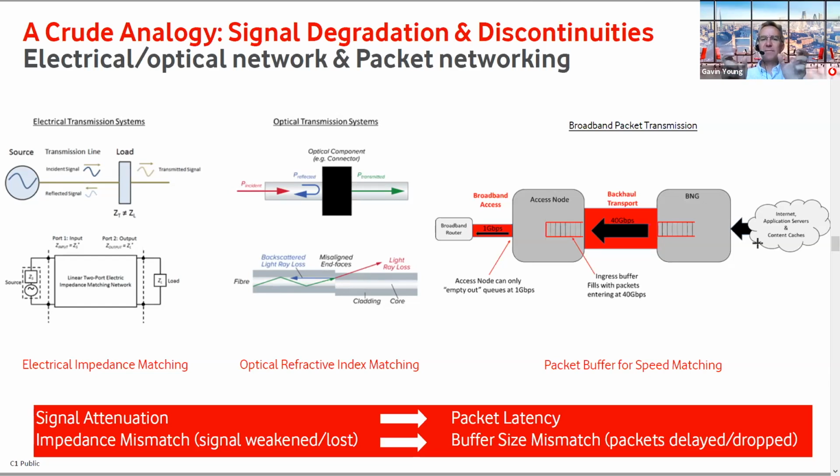But if you have a mismatch between the buffer size and the maximum burst size from upstream equipment, then that buffer will overflow. So that packet, like an electrical signal that gets reflected, will get dropped. It won't make it all the way to the far end. As I say, it's a very crude analogy, but it does help some folks understand the principles of an attenuation type problem with distance and a discontinuity or a mismatch problem that causes some signal loss.